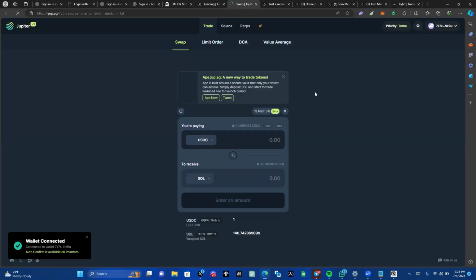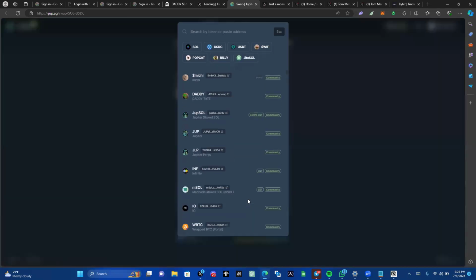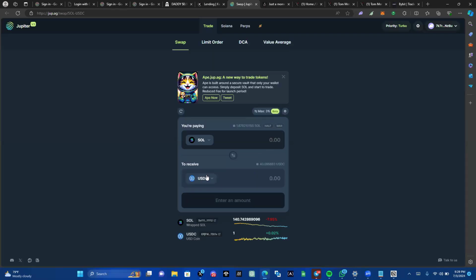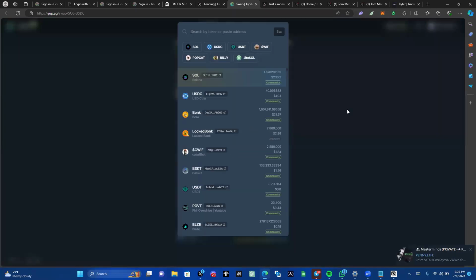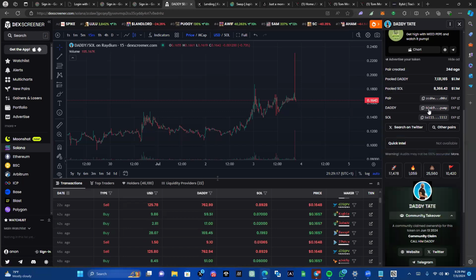If I want to buy any token, there are so many tokens there. You can buy any token. And even if the token is not listed here, you can use the contract address to locate a token. If you go to Dexscreener, beside the token name, you see the contract address. You need to copy the contract address.